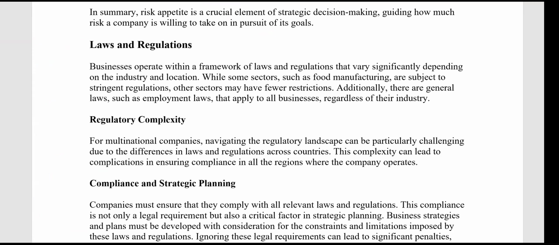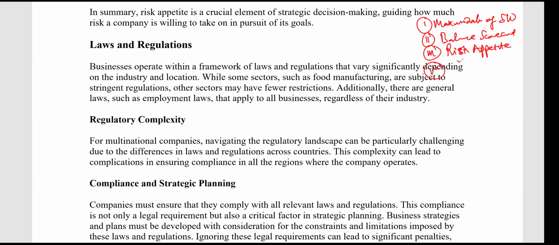Okay, so what are the main drivers that we looked at? The first was what? Maximization of what? Of shareholder wealth, right? Then we came to look at what? Balanced scorecard considerations, true or false? Then we came to look at what? What did we look at next? It's like people are not in this class. So, risk appetite. Okay. Then the last thing that drives your strategic objectives are laws and regulations.